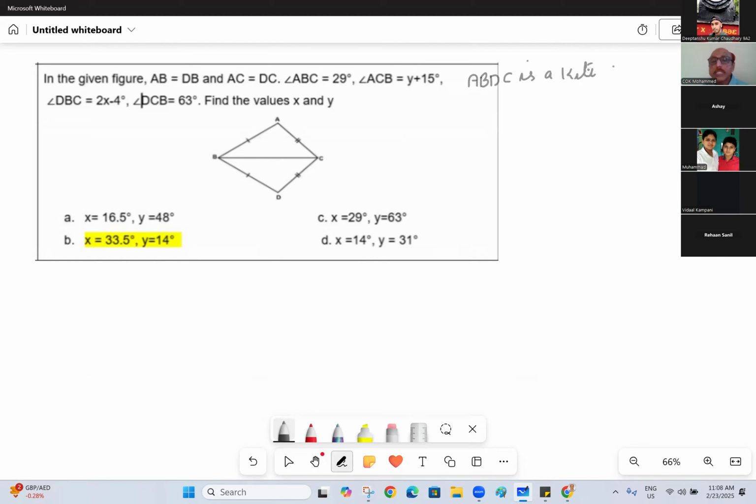So, it's a kite. One more thing, what is given here is, can you mute it? Somebody, the mic is on.